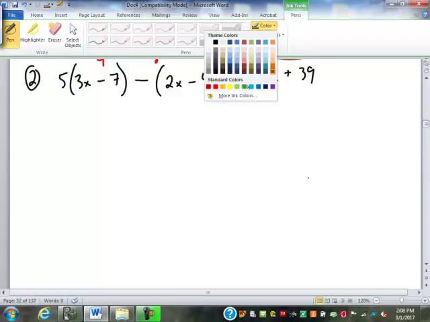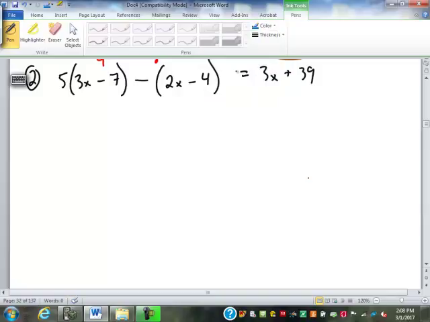So we see the parentheses. We'll start on the left side. So we start with the first parentheses on the far left. There's nothing to do inside that parentheses, so we're going to multiply by the 5. 5 times 3x is 15x. 5 times negative 7 is negative 35.